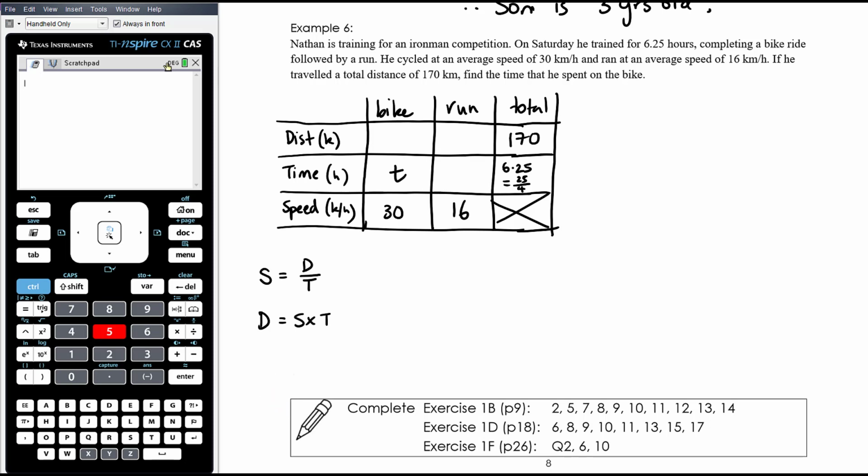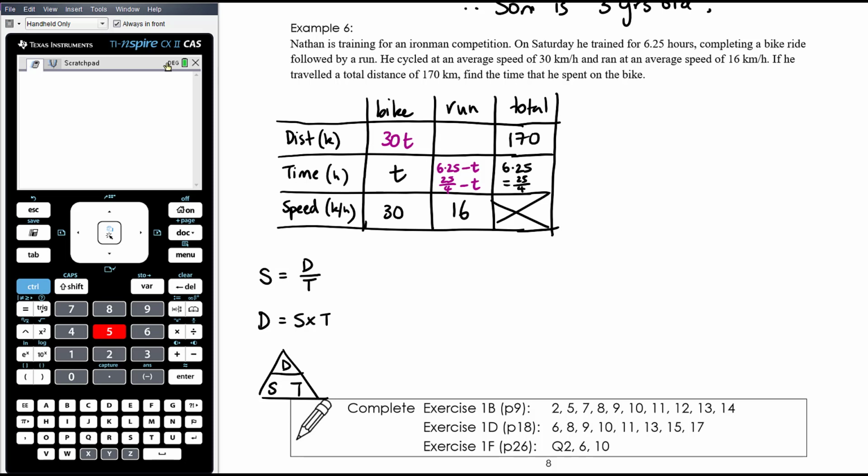Okay, so we are looking at distance is speed times time, so that's going to let me fill in that box there. The speed of 30 times the time of t, the cycling distance is 30t. We should be able to fill in this quantity here by using the total time. If there's a total of 6.25 hours and t hours of that was on the bike, then 6.25 minus t hours was spent running, or 25/4 minus t.